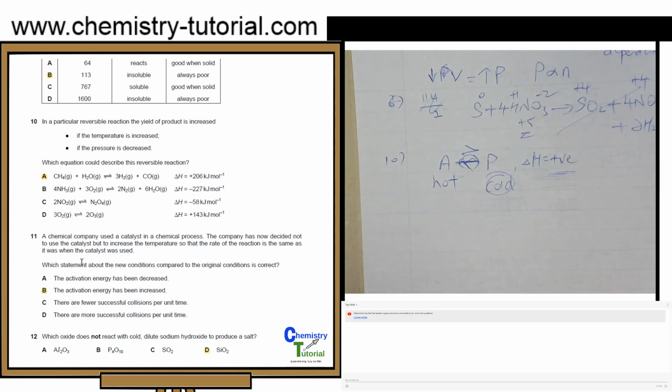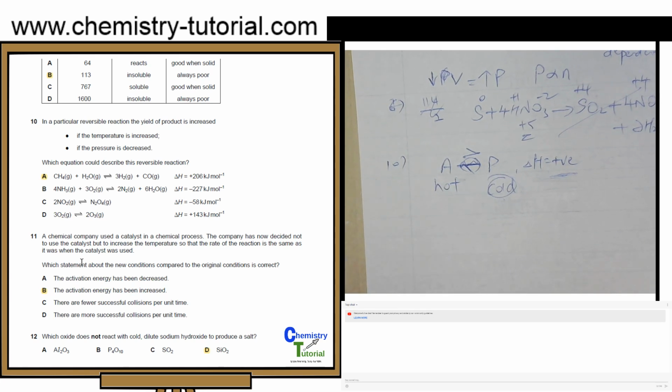However, we have one more point, which is if the pressure is decreased, the yield of the product is increased. Now, if you just consider option A, you notice that on the left side, we have 2 moles of gaseous molecules. And on the right side, you have 4 moles of gaseous molecules.